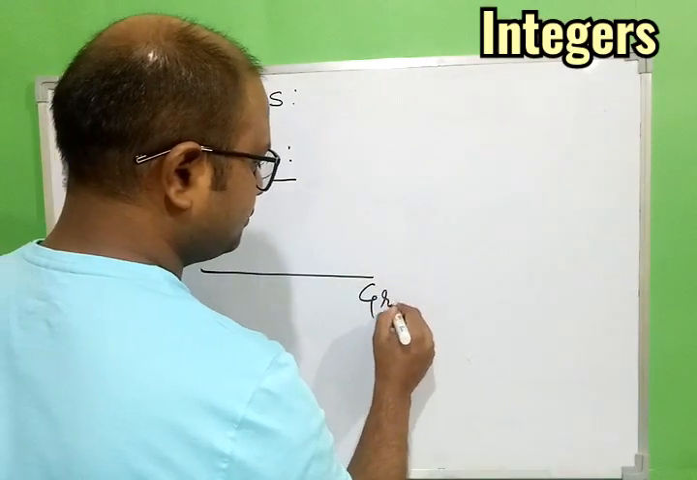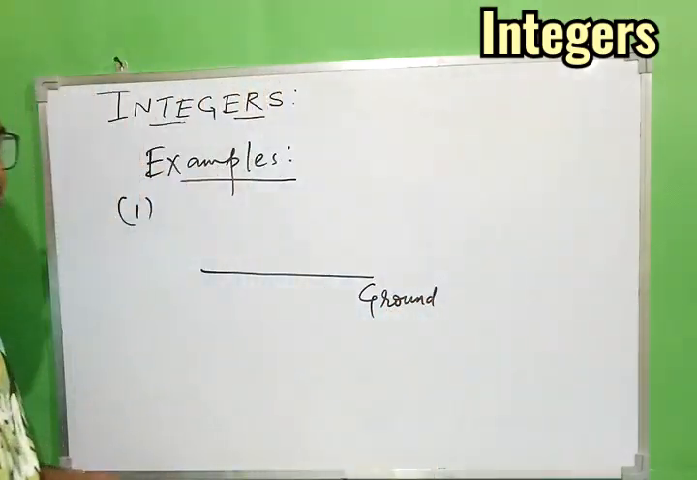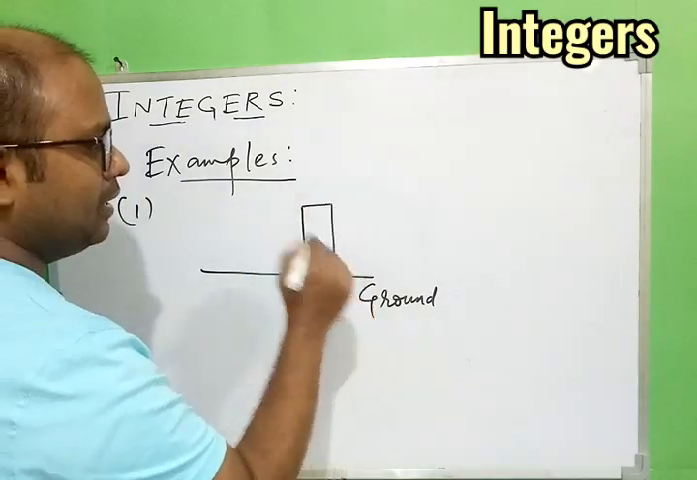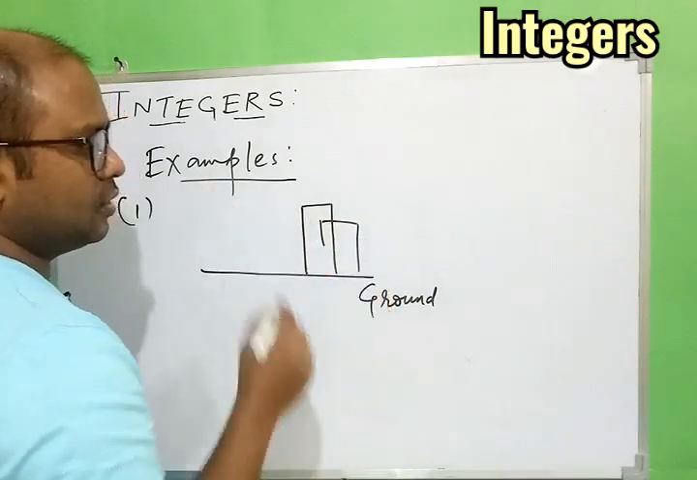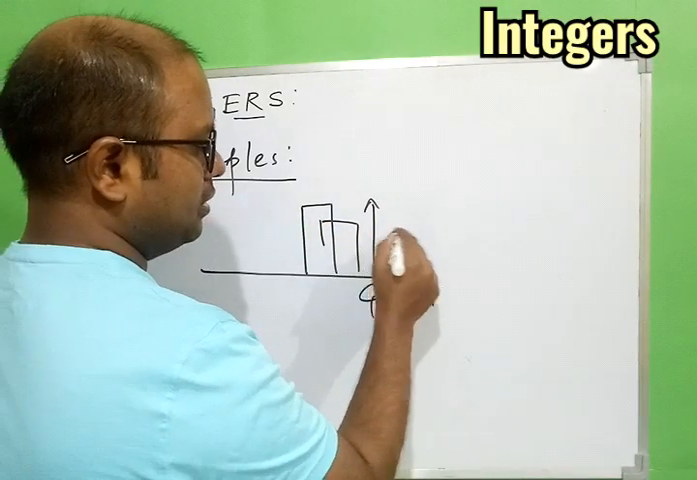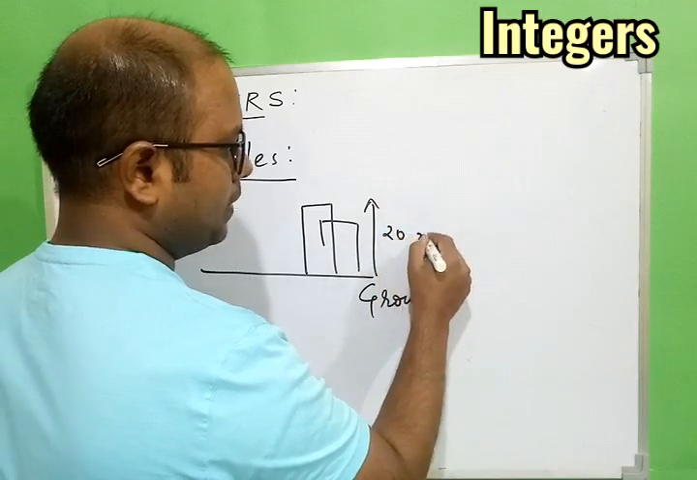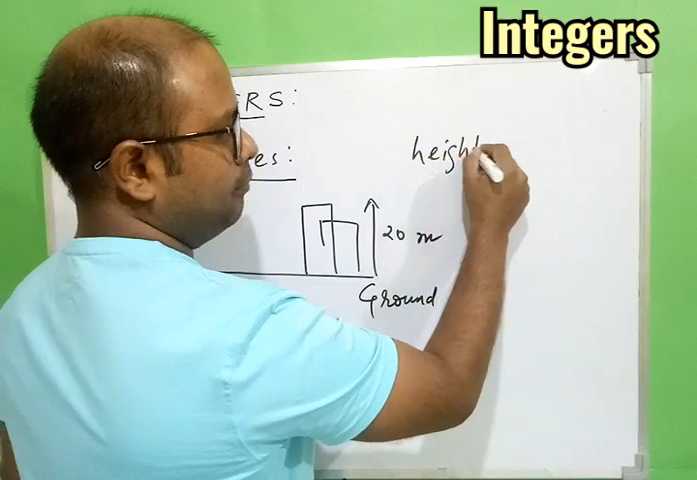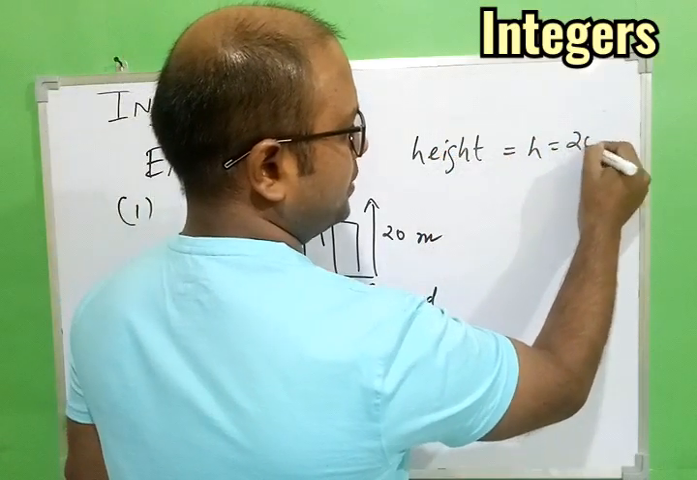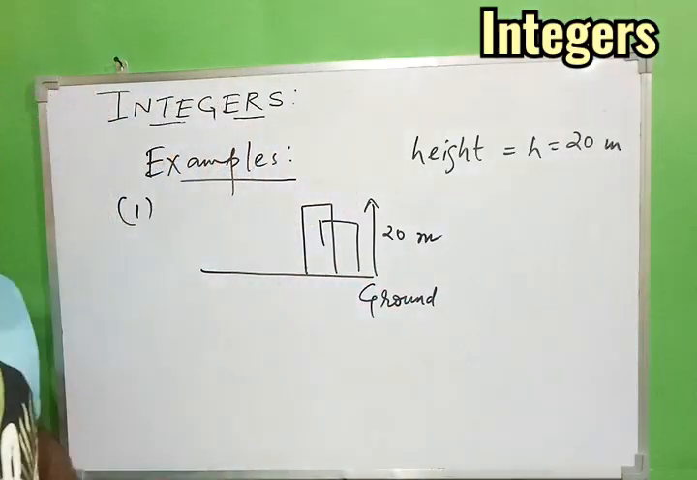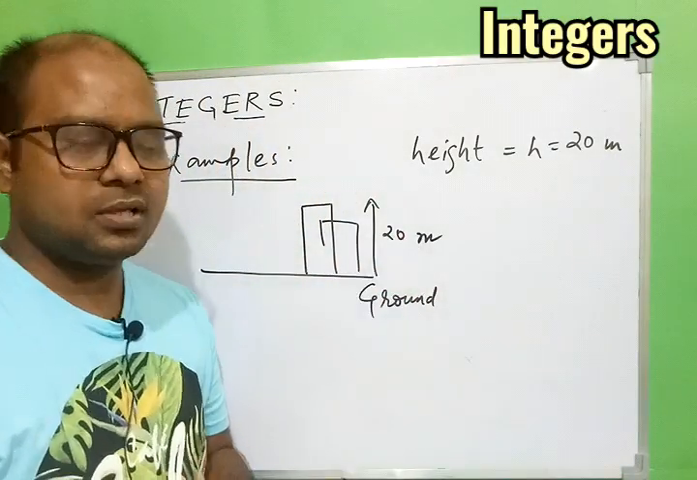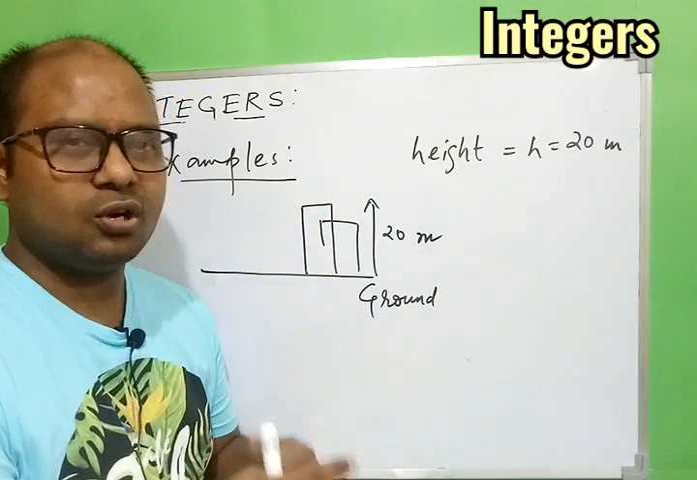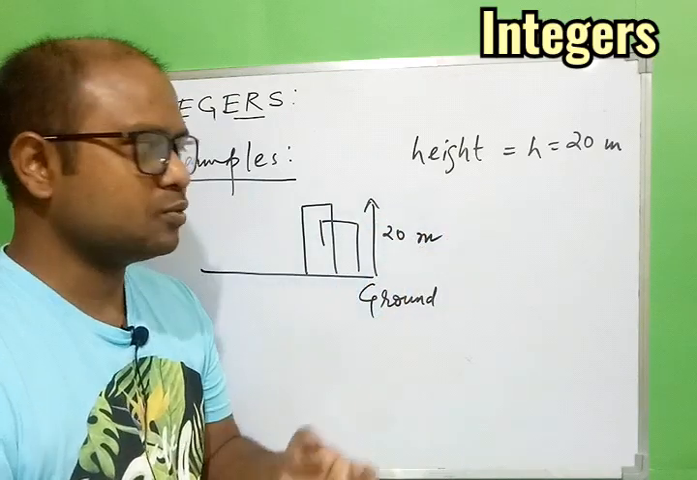We have the ground. So ground level we have, that is on the ground. If a building is made, and let the height of the building be, for example, 20 meter. So we'll write down height of the building is 20 meter. We'll express it in the form of a positive number, that is plus 20 meter, or we just write 20 meter. The plus sign is not to be shown, that is understood. 20 means plus 20.